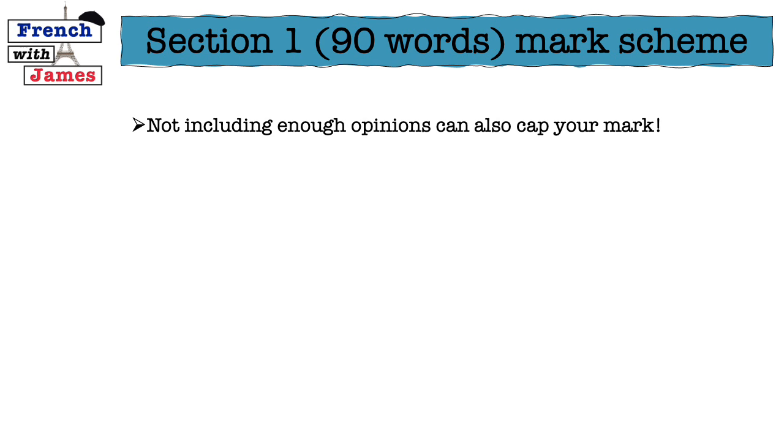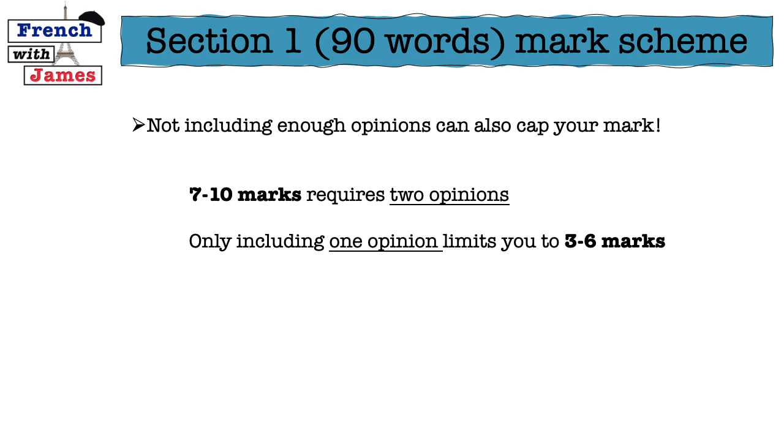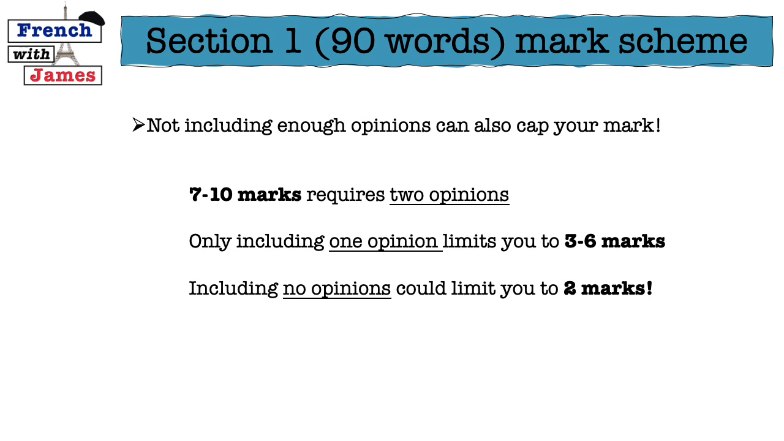Not including enough opinions can also cap your mark. To get into that 7 to 10 out of 10 band, you need to include at least 2 opinions. Just including 1 opinion limits you to a maximum of 6 out of 10. So you could write a fantastic piece, you could mention all 4 bullet points, but if you only put 1 opinion phrase in there, you're only going to get a maximum of 6 out of 10 for content. And including no opinions whatsoever could limit you to 2 marks. And it is easy in the exam to just forget about this requirement and to write a fantastic piece of writing about the 4 bullet points, but not put any opinions in there.